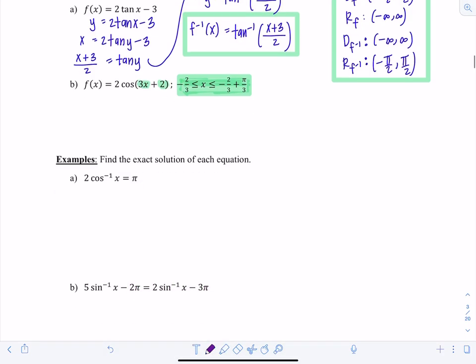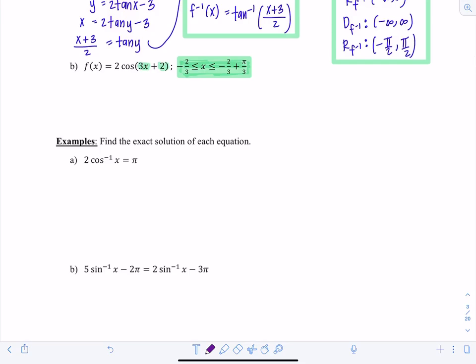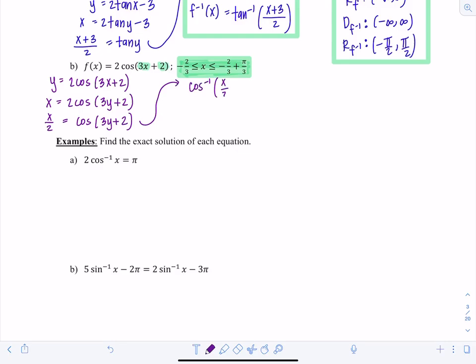And let's go ahead and just find the inverse now. So I'm going to replace f of x with y equals 2 cosine 3x plus 2, and then switch x and y, so I have x equals 2 cosine 3y plus 2. Nice, I want to isolate the trig function, so I have x divided by 2 equals cosine of 3y plus 2, and then now I'm going to apply cosine inverse. So I have cosine inverse of x over 2 equals 3y plus 2.